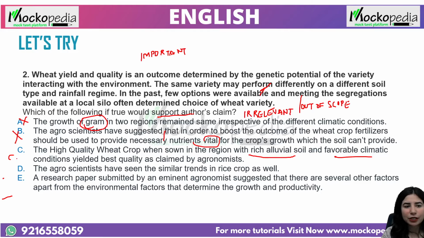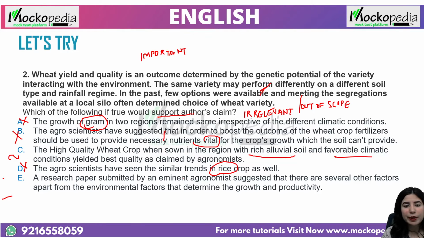Like I said, please don't take a final call before you explore all the options. So let's come to D. The agro scientists have seen similar trends in rice crop as well. So the same reason, on the grounds how I eliminated A, on the same grounds I'm going to eliminate D. We are not interested in what's happening to rice or gram, right? So in a way, D also gets eliminated.